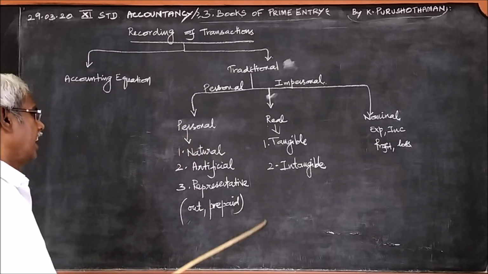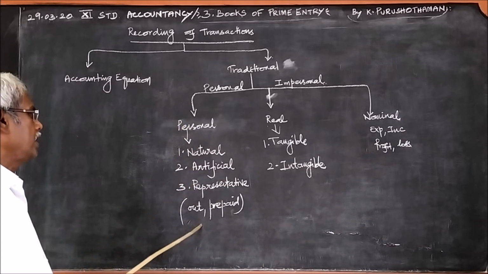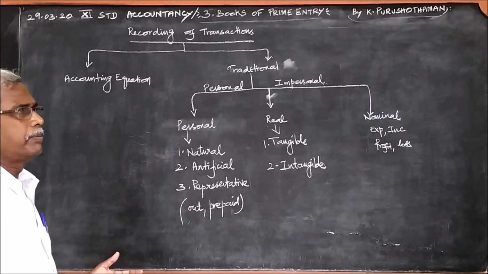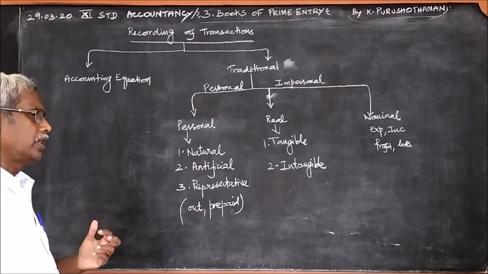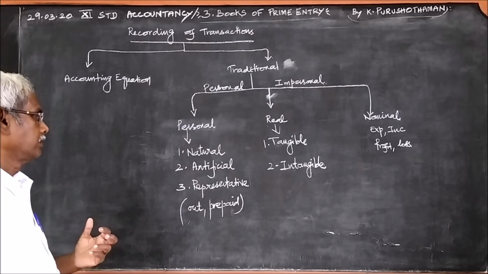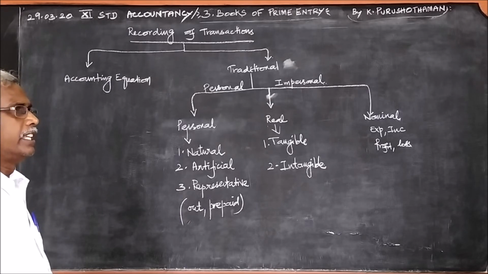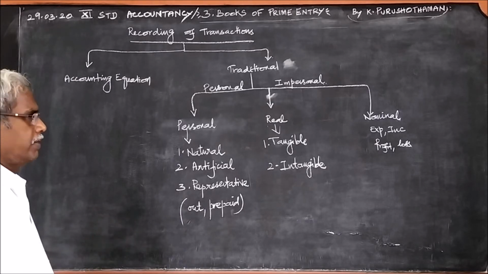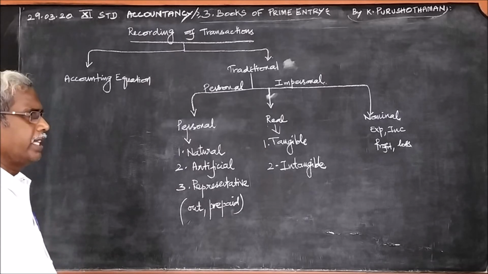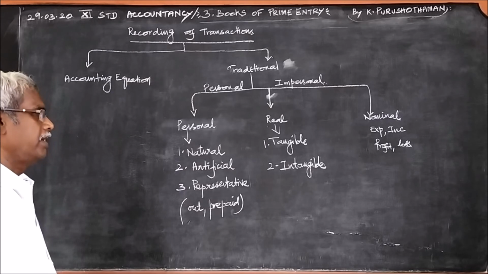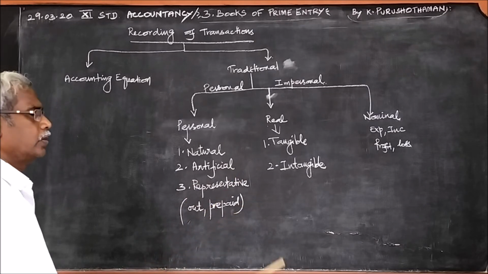So once again, I recollect the things. Under personal accounts, there are three types. One is natural person. If the accounts are maintained under the persons, for example, Somu account, Ramu account, etc. Then artificial. If the accounts are maintained in the name of Alpha Matriculation School, in the name of a bank, in the name of a company, and if it is some other name, but it represents a person, then it is called the artificial personal account.